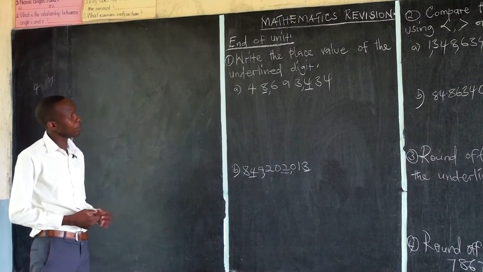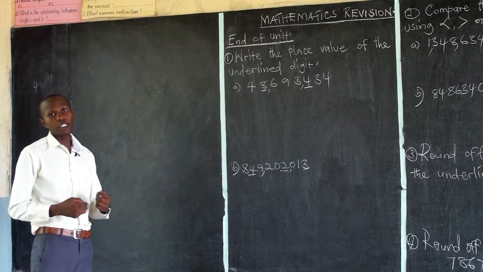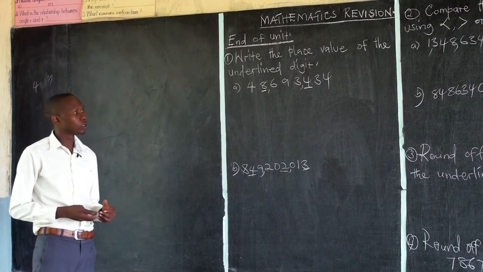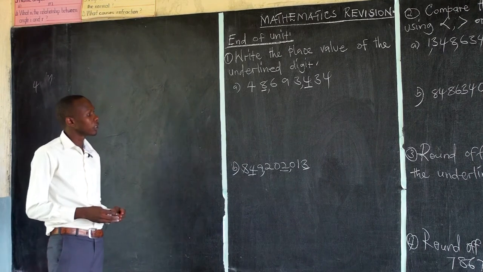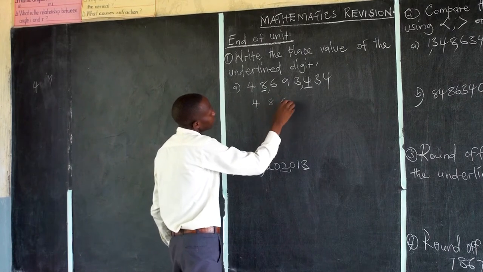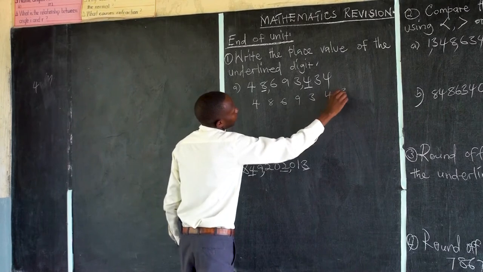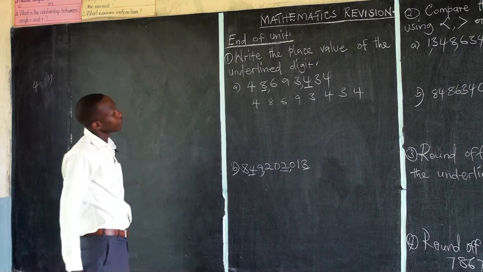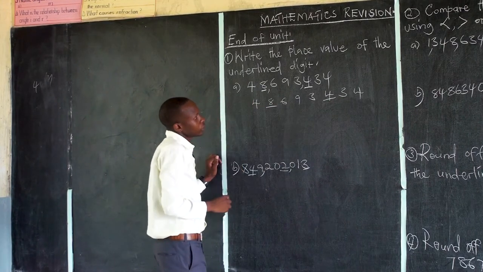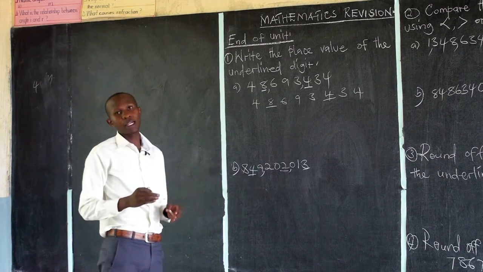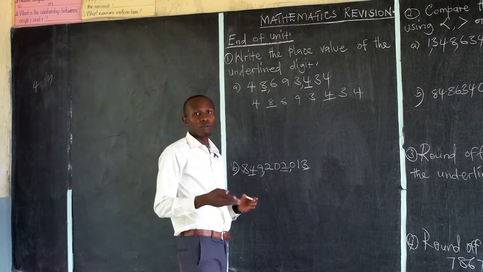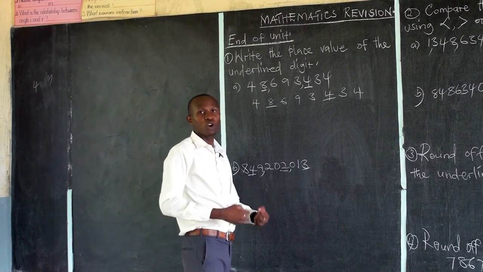After identifying the place value of each digit, we shall be in position to identify the place value of the underlined digit. So we have 4 here, followed by 8, followed by 6, 9, 3, 4, 3, 4. The underlined digits in this number are this 4 and this 8. So the two digits are already underlined, and they want us to find the place values of the two digits. First we shall identify the place value of each digit before we can identify the place value of the required digits.